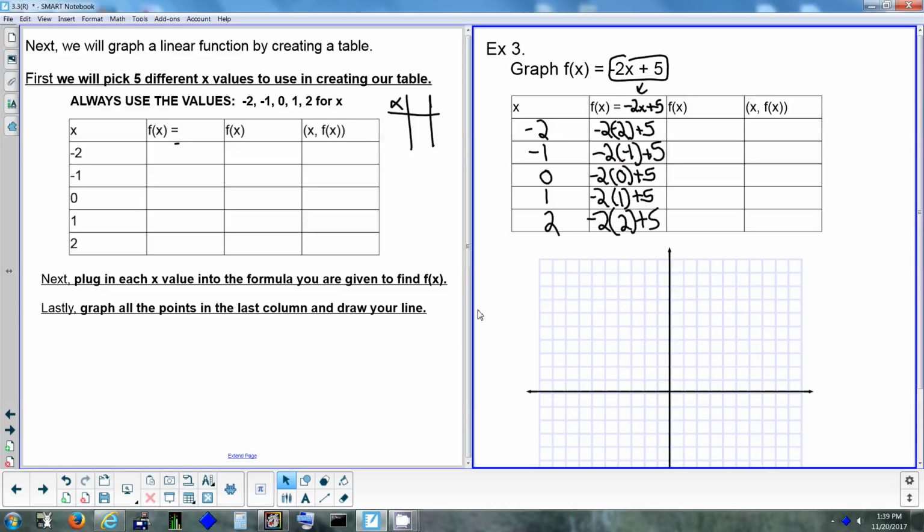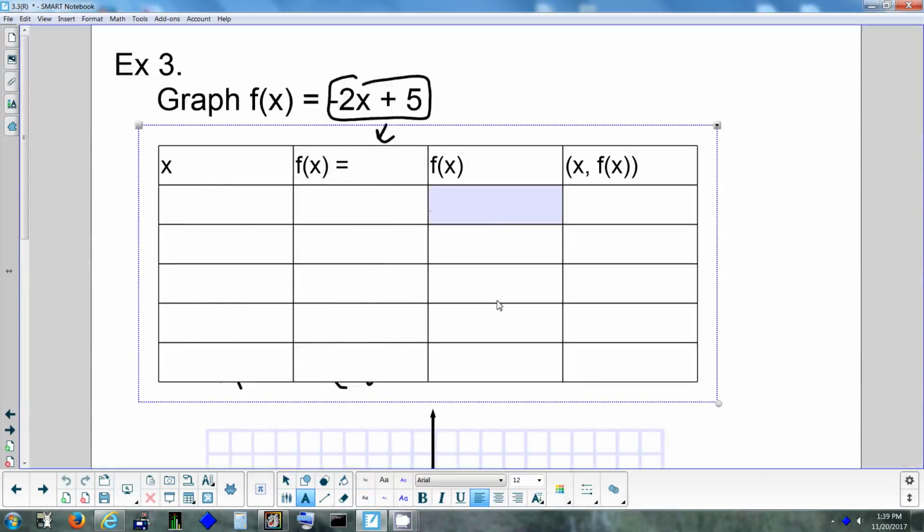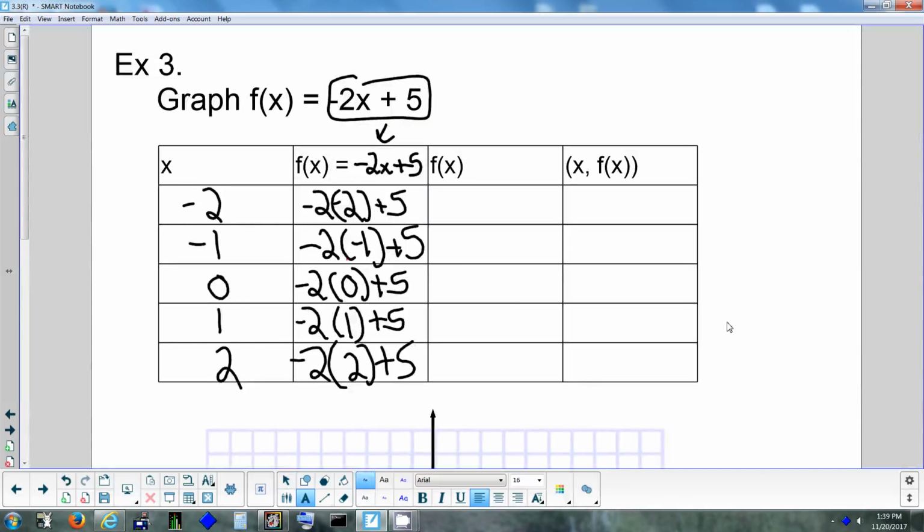Now, I'm just going to do the math in my head, on a piece of paper, on the calculator. I don't care. It doesn't matter, as long as you get it. All right? So I got a negative 2 and a negative 2. I'm multiplying them. What do I get? 4 plus 5? 9. 9 is going to go there.